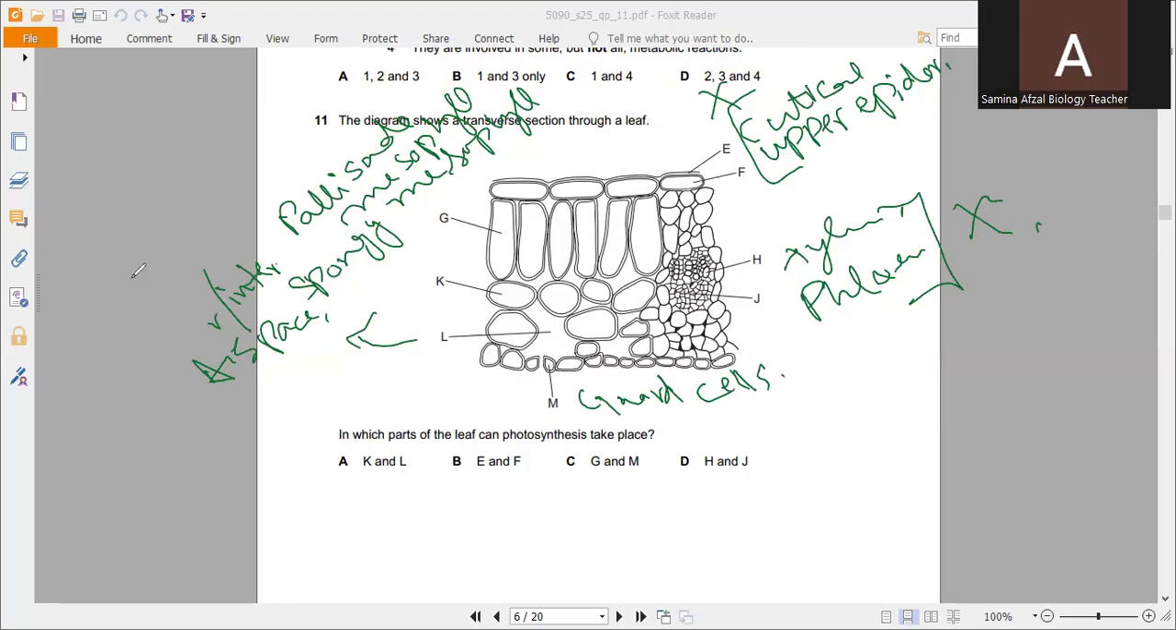So only palisade mesophyll, spongy mesophyll, and guard cells contain chloroplast, and the process of photosynthesis will take place only in these three types of cell, but they have given only one option, K and L. Not the correct option. E and F, again not the correct option. G and M. Yes. So C is the correct option, in which G, which is palisade mesophyll, and guard cells both have chloroplast, so the process of photosynthesis takes place in both of them.